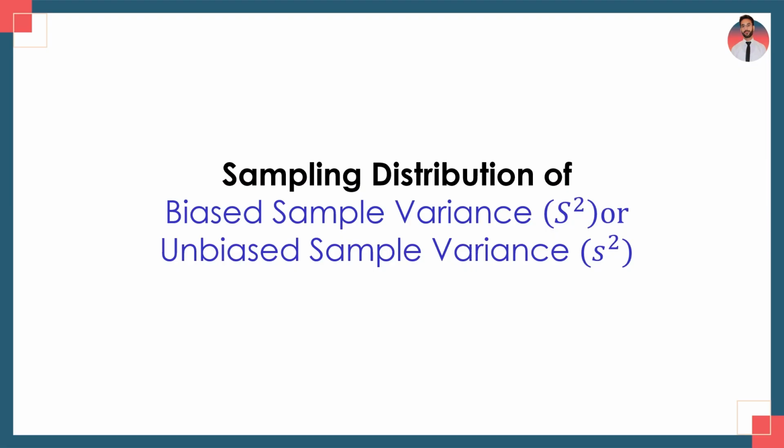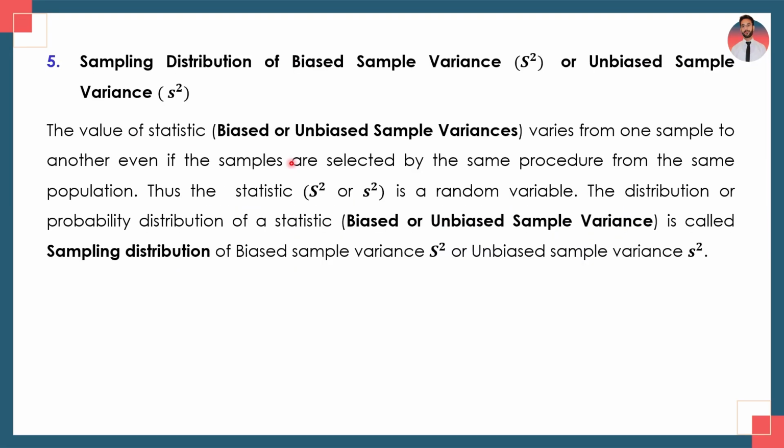Now in the first point, I will discuss the brief introduction about sampling distribution of biased or unbiased sample variances. The value of a statistic, that is biased or unbiased sample variance, varies from one sample to another even if the samples are selected by the same procedure from the same population. Thus, the statistic biased variance S square or unbiased sample variance small s square is a random variable. The probability distribution of a statistic is called sampling distribution of biased sample variance S square or unbiased sample variance small s square. In this situation, first of all, students, we will find the sample variance of each sample, and these variances are called random variables. Now we make the probability distribution of these random variables, which is called sampling distribution of the S square biased sample variance or unbiased sample variance small s square.